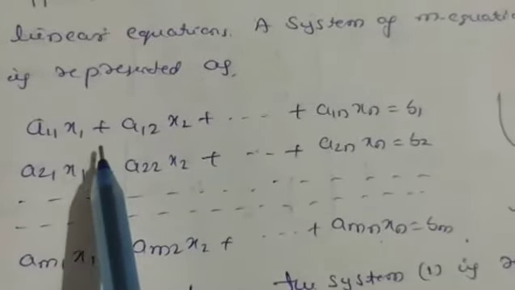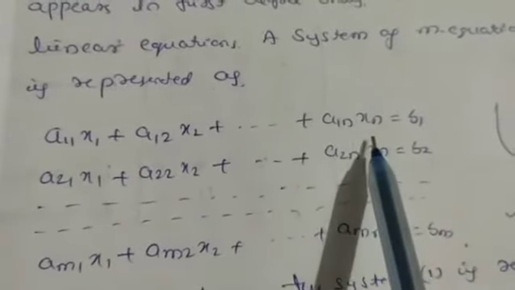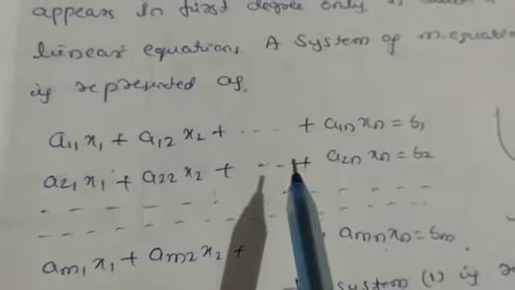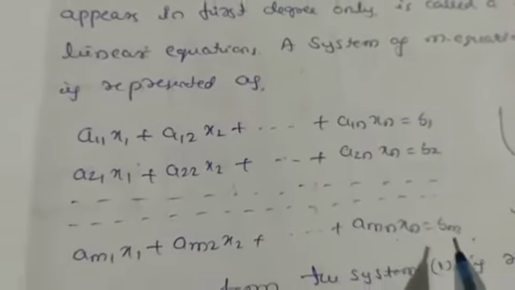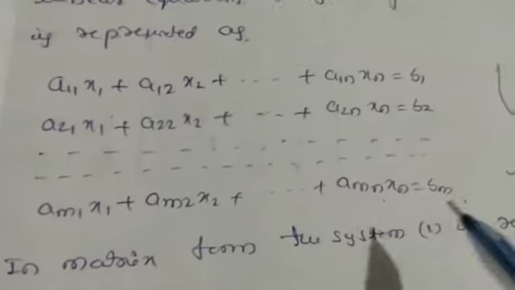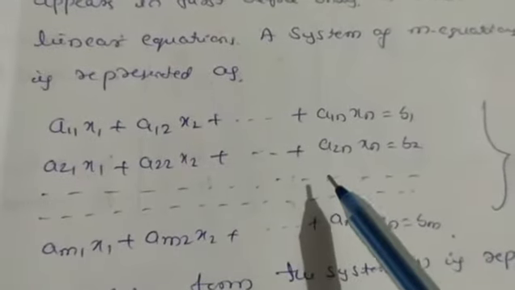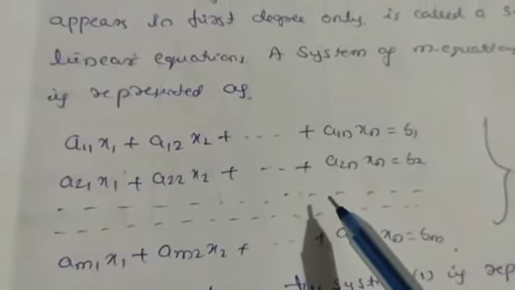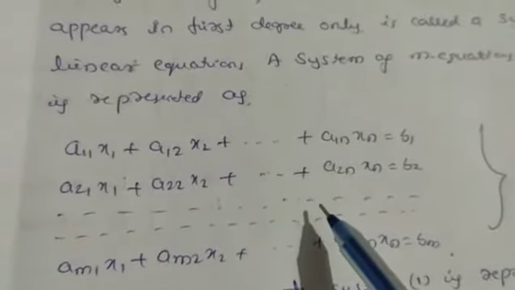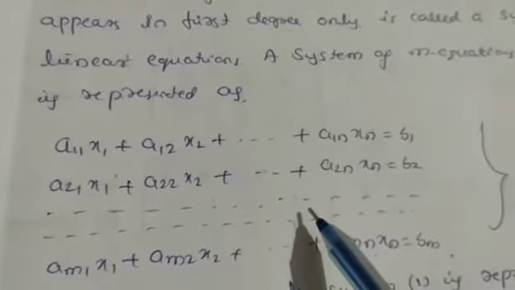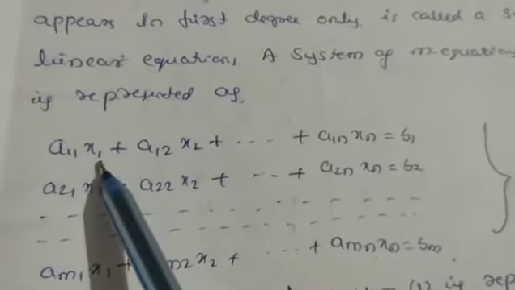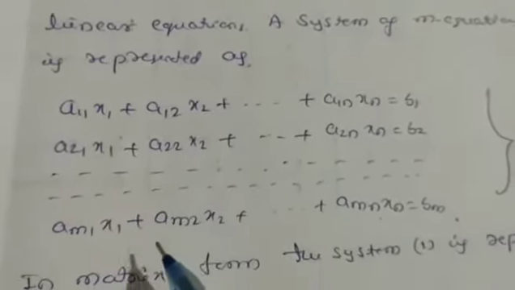Here x1, x2, etc. up to xn are unknowns, and a11, a12 and all these are constants. b1, b2, etc. are also constants. So we can say this is a system of linear equations. I hope you know the meaning of linear equations. Linear equation means the unknowns are in the first degree, so the powers of all unknowns are 1.